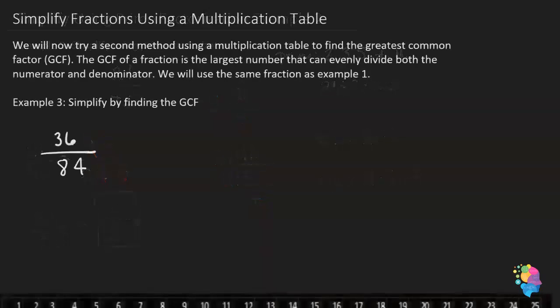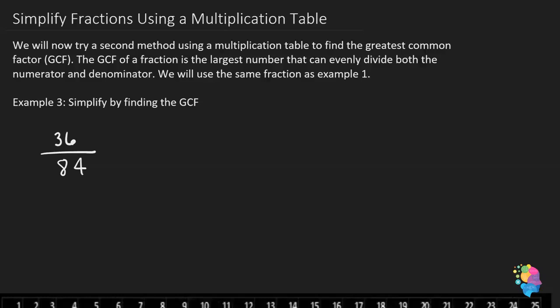We will now try a second method using a multiplication table to find the greatest common factor, the GCF. The GCF of a fraction is the largest number that can evenly divide both the numerator and the denominator. We're going to use the same fraction as example 1 so that you can see that we get the same answer. Now, you will also see that this method is faster than the prime factorization, and it will probably be the method you continue to use. But know that it has its limitations. We will go over the limitations after we complete the example.